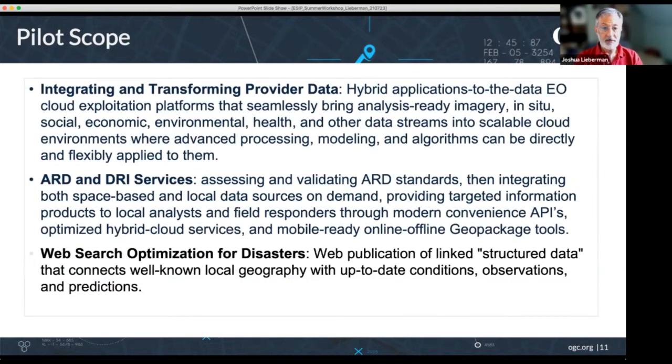So we're trying to integrate and transform provider data. So implement a data pipeline that goes from satellites in the sky through cloud computing to people with their mobile devices on the ground, the eyes in the sky to the feet on the ground. How do we do that? We do that partly by identifying these transitions and transformations into analysis-ready data, into decision-ready indicators, and into usable applications. And a third part of the scope was to ask, how can we help the public?